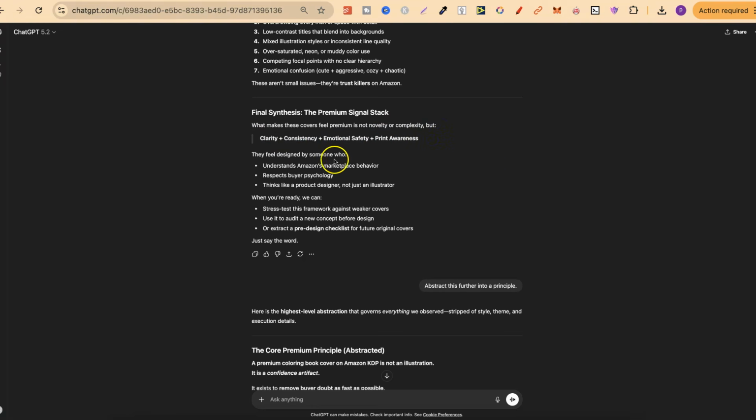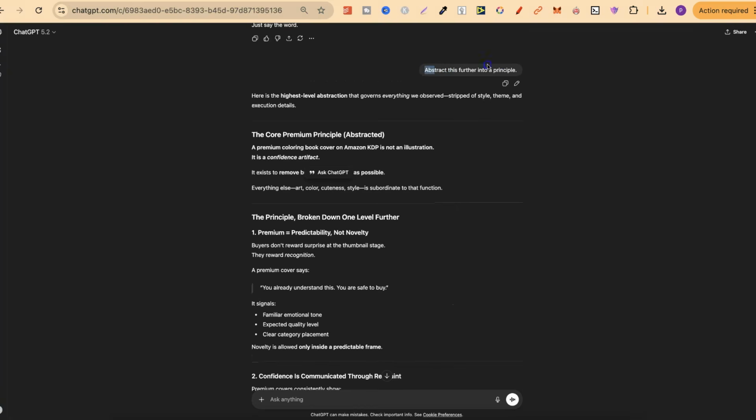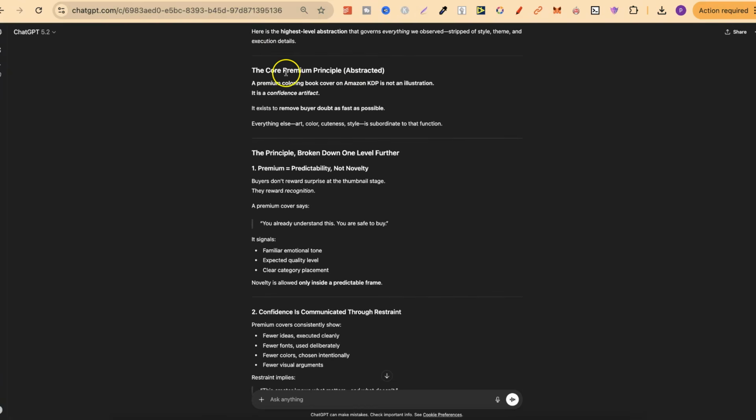They feel designed by someone who understands Amazon's marketplace behavior, respects buyer psychology, and thinks like a product designer, not an illustrator. This is a huge one, and I'm going to say that again. Thinks like a product designer, not just an illustrator. Now, if we come down to here, I did say abstract this further into a principle. So the core premium principle, abstracted. A premium colouring book cover on Amazon KDP is not an illustration. It is a confidence artifact.